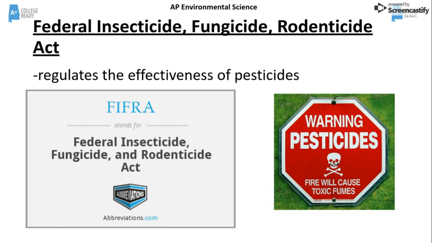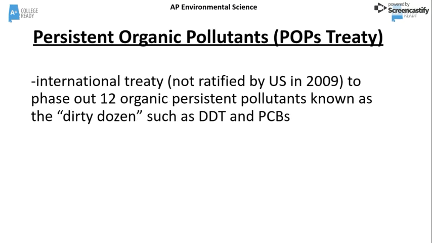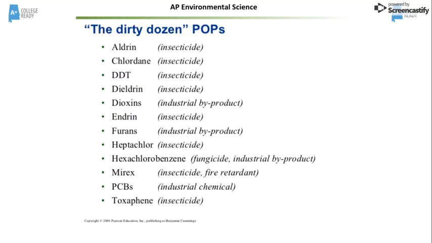The Federal Insecticide, Fungicide, and Rodenticide Act, FIFRA, regulates the effectiveness of pesticides. The Food Quality Protection Act sets limits on pesticide amounts in food. The Persistent Organic Pollutants Treaty, POPs Treaty, is intended to phase out the use of organic pollutants such as DDT and PCBs. The 12 major organic pollutants are listed here and referred to as the Dirty Dozen.